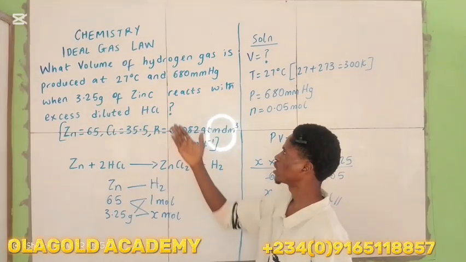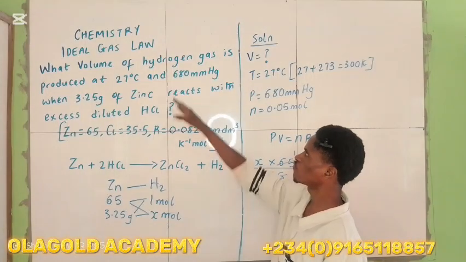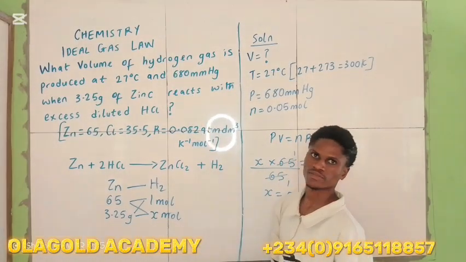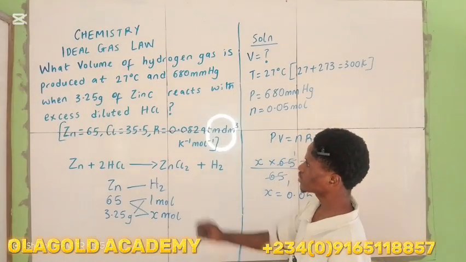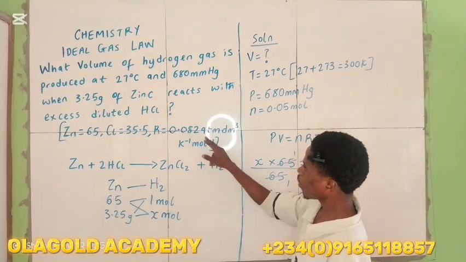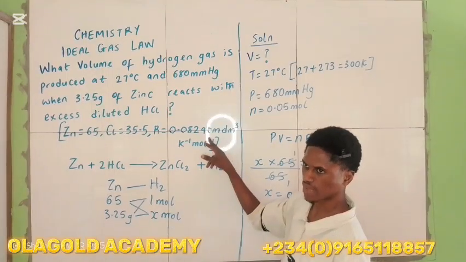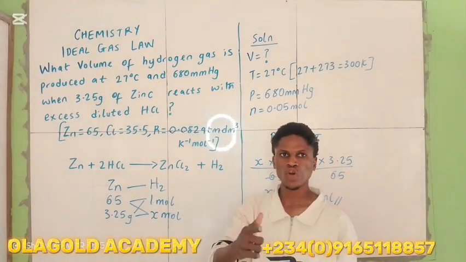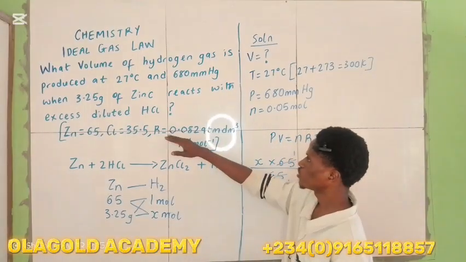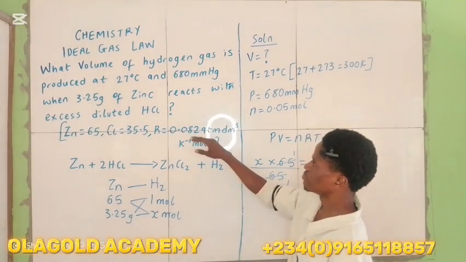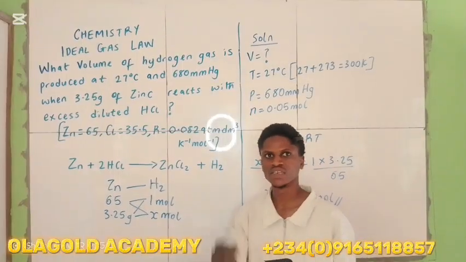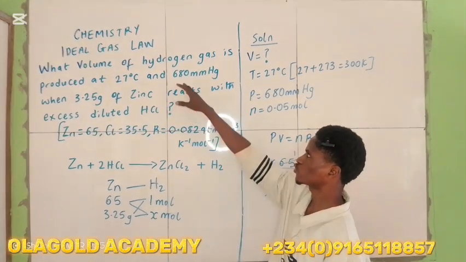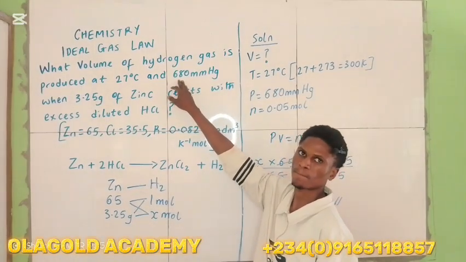You can check that out. For this video lesson, I'm going to convert this to atmosphere. You can use the molar gas constant value that involves millimeter mercury, and you will still get the same answer. So I would like you to do that in your own calculation and give me your answer in the comment section. For this question, I'm going to convert this to atmosphere.